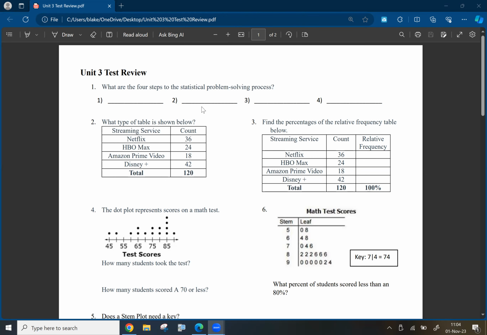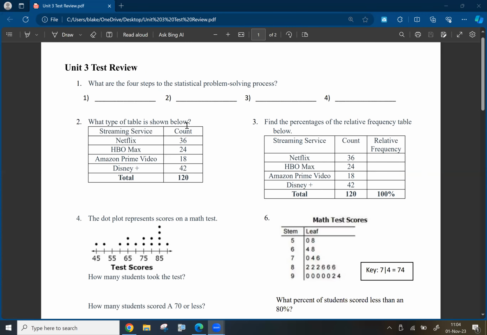Hello guys, welcome to the Unit 3 test review. A little bit longer, but we got a lot to cover, so we'll get started right away.